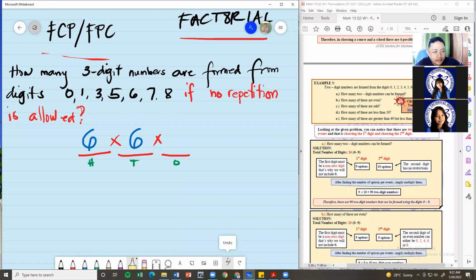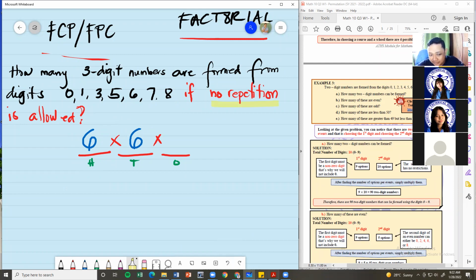Why? Supposedly, this will be 7 if no restriction. However, no repetition is allowed. So from 1, 2, 3, 4, 5, 6, 7 digits, it will only become 6. Why? Because the other digit was already used for the hundredths place. And remember, no repetition is allowed. So it should only be 6.